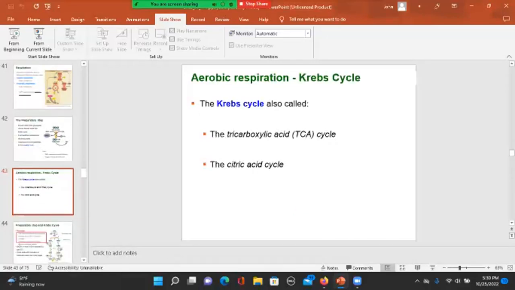The next step of aerobic respiration is the Krebs cycle. It has a number of names. It can be called the tricarboxylic acid cycle because there's a lot of tricarboxylic compounds in it. It's also called the citric acid cycle because the first intermediate in the Krebs cycle is citric acid. And then both of them are abbreviated TCA for tricarboxylic acid and citric acid. I tend to call it the Krebs cycle after Dr. Krebs, who discovered it. And the Krebs cycle is what your textbook generally refers to it as well.